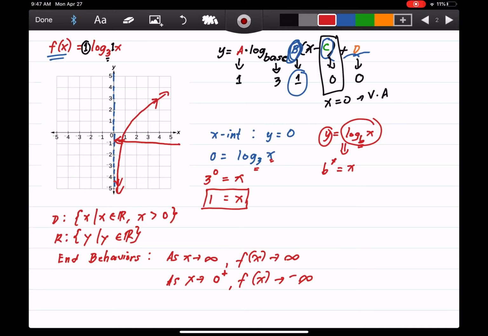Okay, and the interval. For the interval, you just read the graph from left to right. As you can see, from left to right, it's increasing, right? But from which interval? It's from 0 to infinity. So from 0 to positive infinity, the graph is increasing.